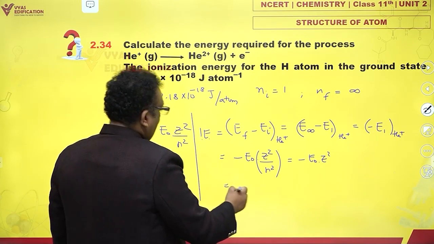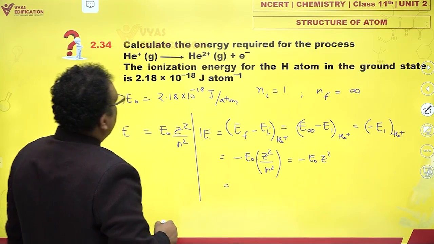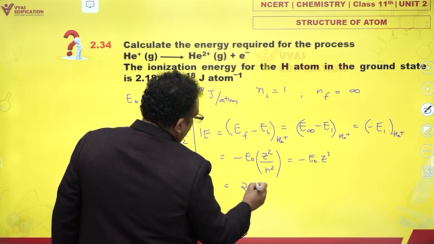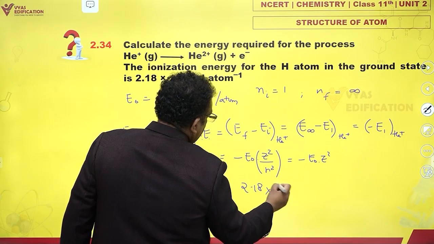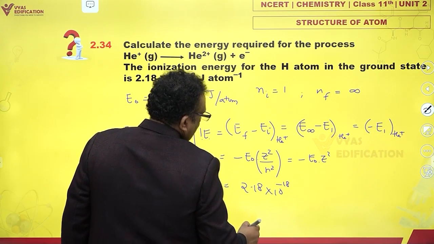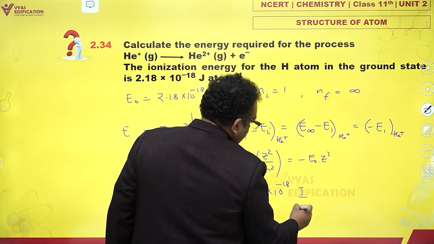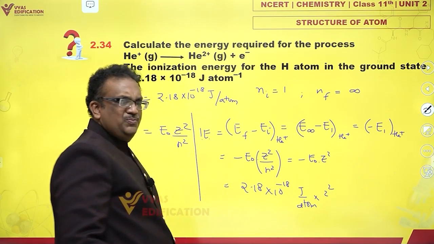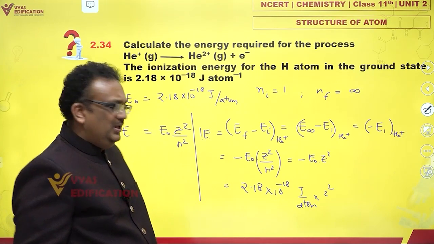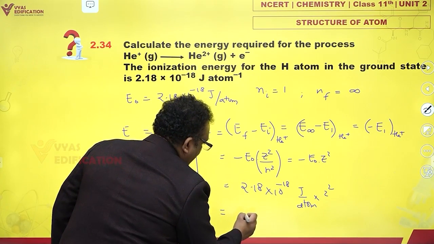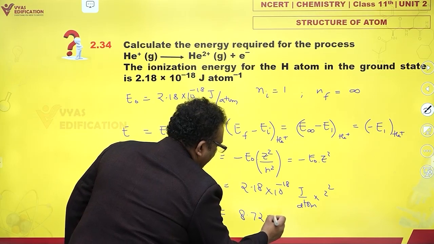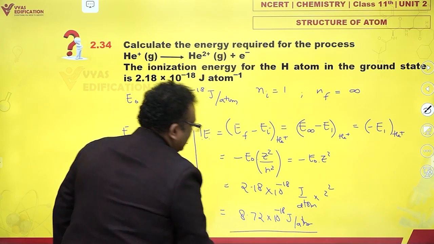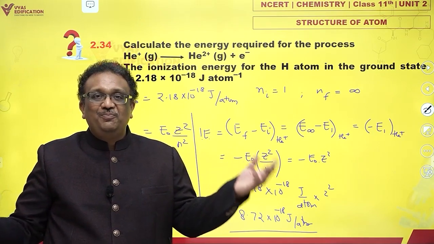What is E naught? I am given. Okay, this is minus 2.18 into 10 raised to minus 18 joules per atom into 2 square. You just multiply the stupid thing by 4. That is it. 8.72 into 10 raised to minus 18 joules per atom. My dears, this is the ionization energy of He+.